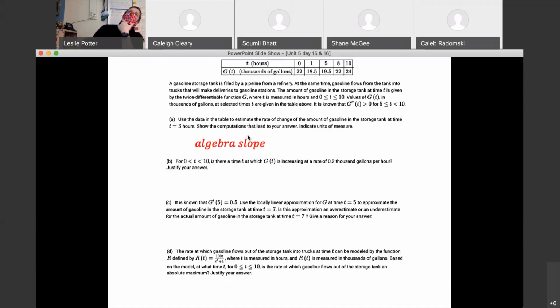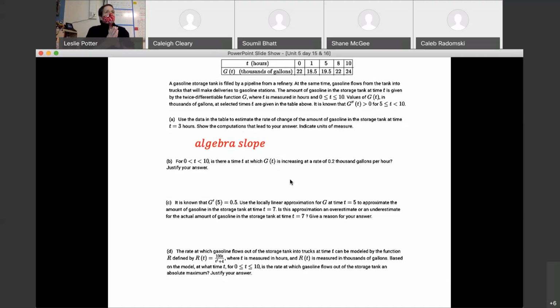The next one, part B, says that G prime is increasing through the entire interval, and it gives you the rate, 0.2 thousand gallons per hour. Okay, justify your answer. So they're asking you to justify that rate. Do we know what that is an example of? When it asks you to justify a value, a characteristic?